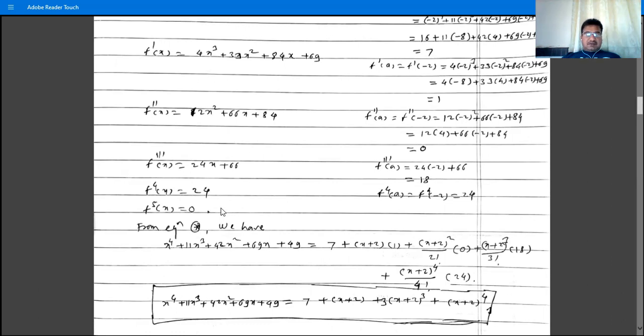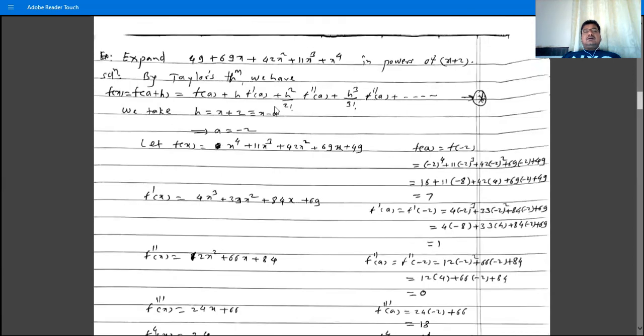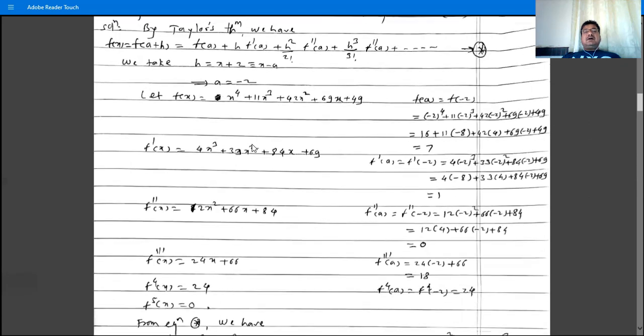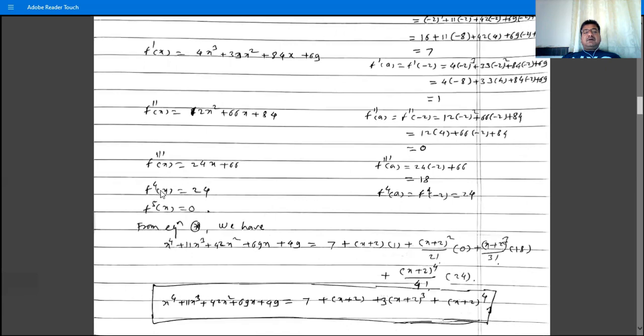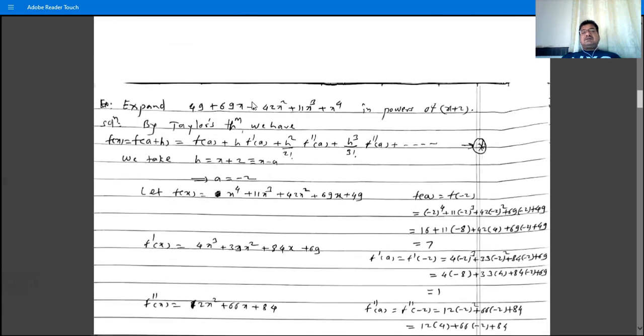exist, but not equal to 0. The general derivatives are not equal to 0. This function is not continuously differentiable. That is, after the fourth derivative, all the remaining derivatives are 0. So this is not continuously differentiable.